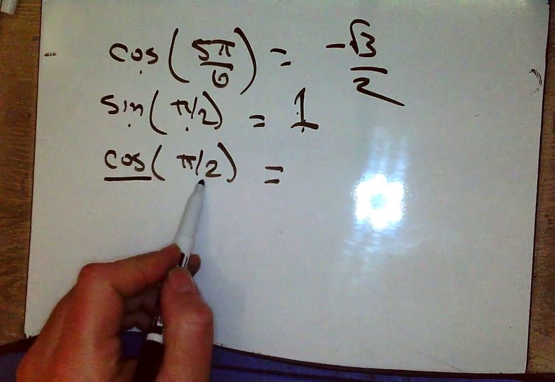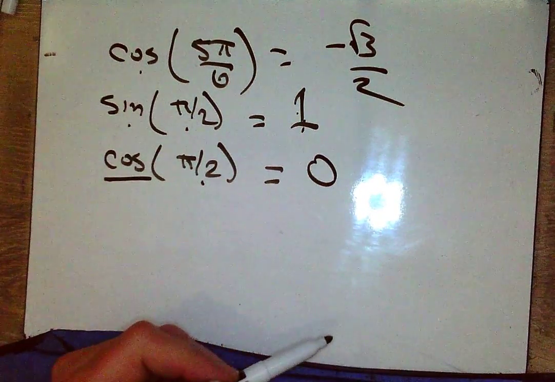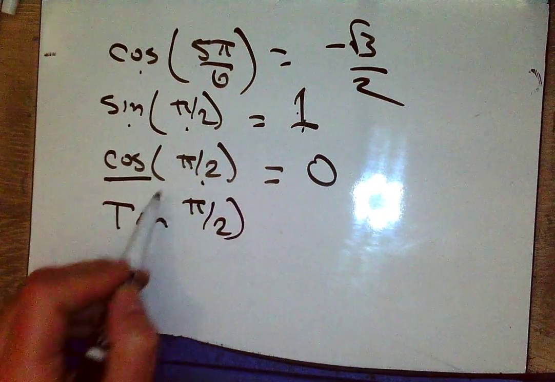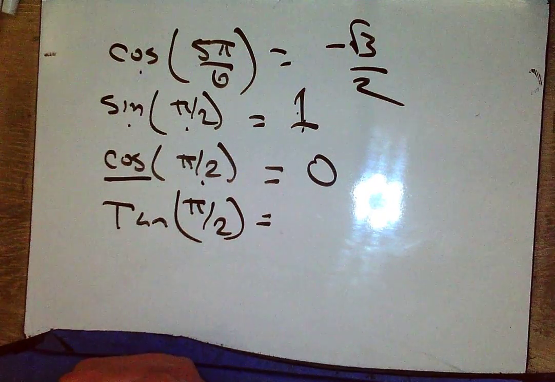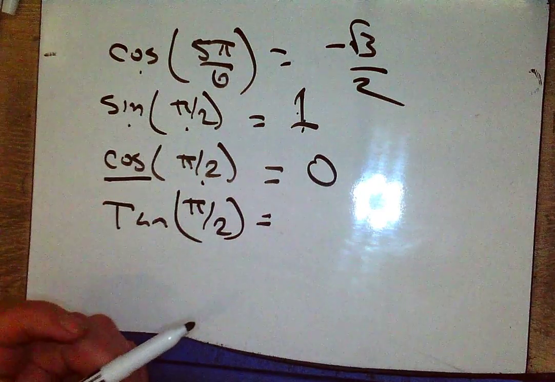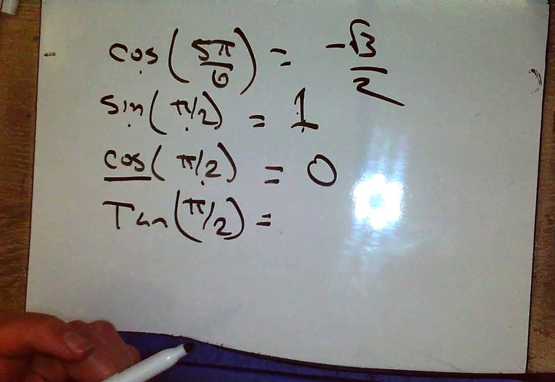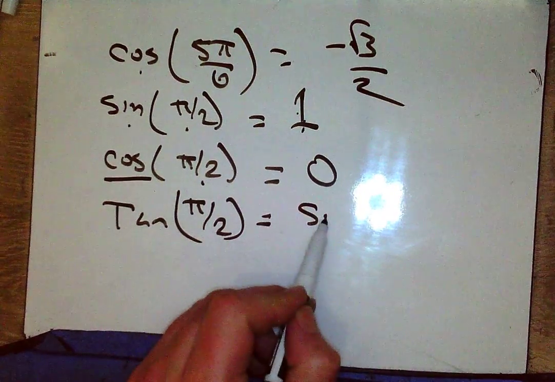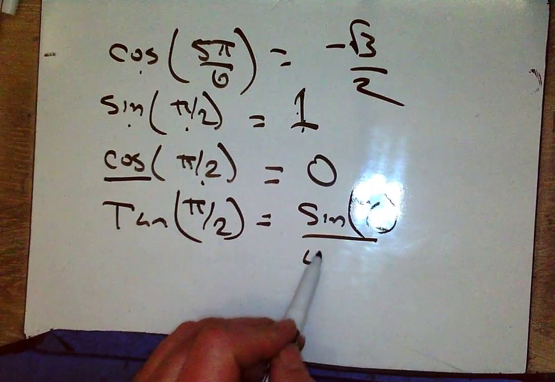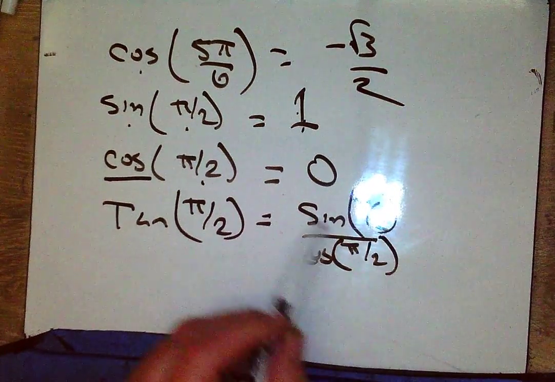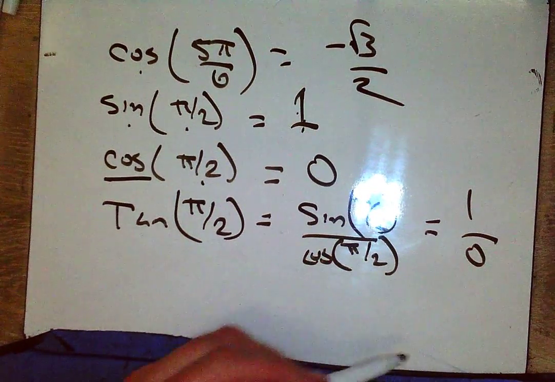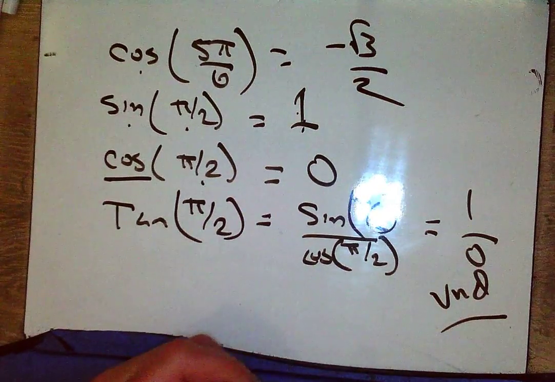Well, cosine is the x value, and the x value of pi over 2 is 0. Right? So what's that make tangent of pi over 2? 5, 4, 3, 2, 1. Well, we know that tangent is sine over cosine. The sine of pi over 2 is 1, and the cosine of pi over 2 is 0. That's undefined.